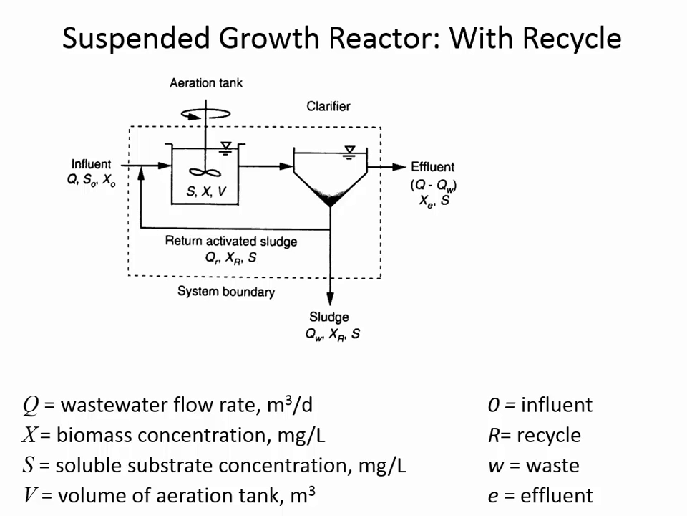V is the volume of the tank, and then there are these subscripts here. 0 means the flow coming in. R is talking about what is recycled. W is waste. How come you see the R here for XR and XR? How come they didn't say XW? Because this is the waste stream. Why do you suppose that they're putting XR there instead of XW?